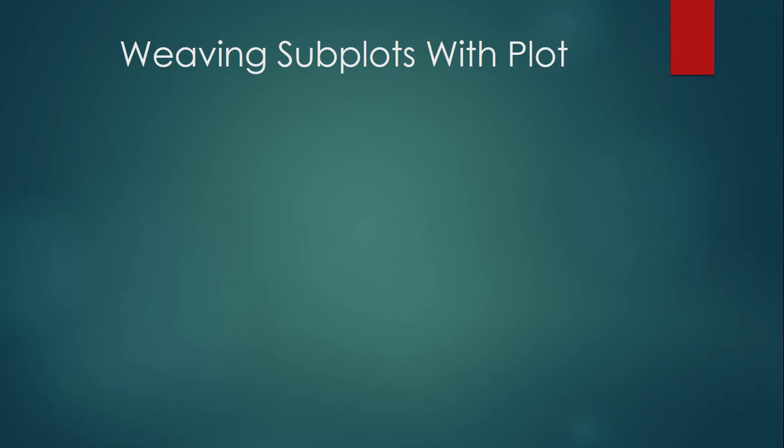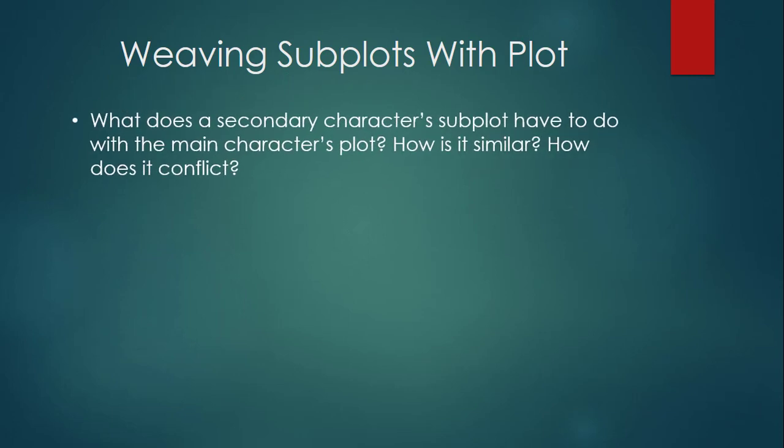I'm not going to go into too much detail about that because there are a lot of other things that I want to talk about in a different lesson, but just the basics of what you need to consider. What does a secondary character's subplot have to do with the main character's plot? Okay, how is it similar and how does it conflict? Because you don't want to create a subplot for a secondary character that really has nothing to do with the main story.